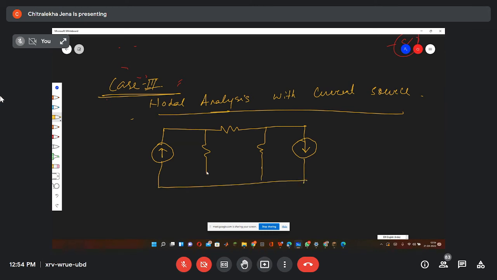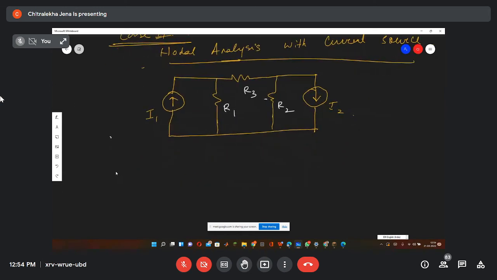So here I have taken two current sources. One is I1, another one is I2. Three resistances are there. This is R1, this one is R2, this one is R3. Now you tell me how many nodes are there whose potential is not known to you.